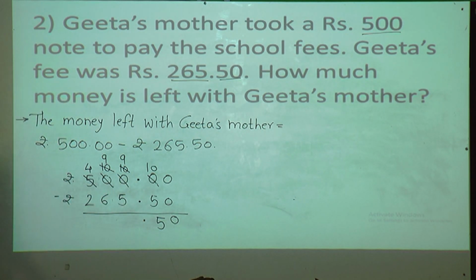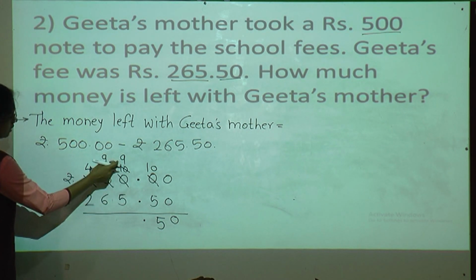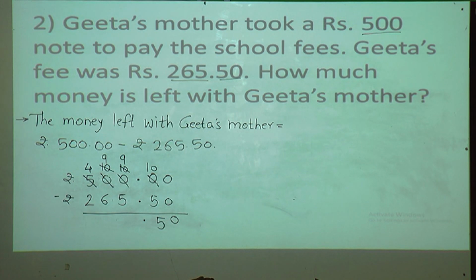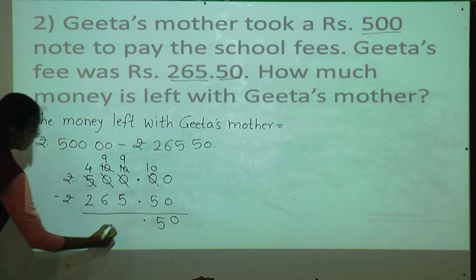The dots should be one below the other. Okay, then see the ones place column in the rupees. Here 9 and here 5 is there, so 9 minus 5. Yes, 9 minus 5, correct, 4. So we'll write here 4.